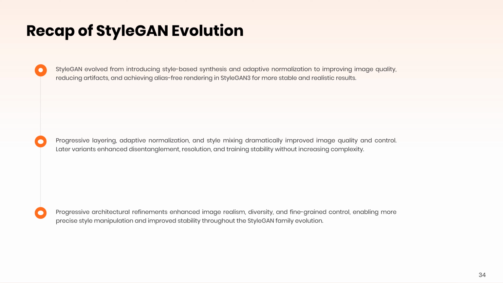Progressive layering remains a practical backbone. We build an image in stages from rough geometry to color blocks to fine textures, while style mixing allows cross-pollination of traits. You can graft hairstyle from one image onto the head of another or blend lighting cues across sources, achieving controlled diversity without sacrificing realism.